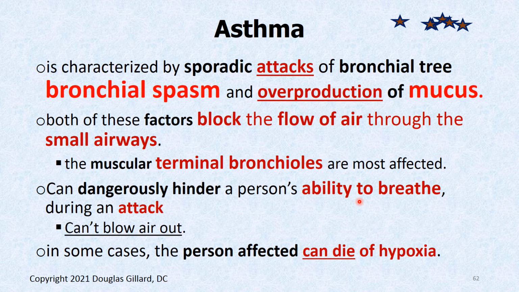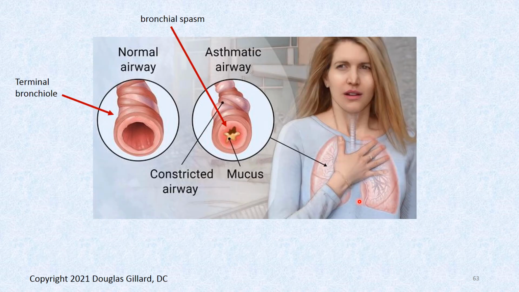Asthma is characterized by sporadic attacks of the bronchial tree. So it's spasm of the smooth muscle, usually in the terminal bronchioles, which are the most affected. Even the respiratory bronchioles have a little bit of smooth muscle, and all the bronchioles have some, but terminal bronchioles are affected the most because, pound for pound, they're like the arterioles. They have more muscle than any other blood vessel. If you spasm that muscle, you're going to close off the pipes. You can't get CO2 out, you can't get oxygen into the blood, and you're in big trouble. The person can die of hypoxia.